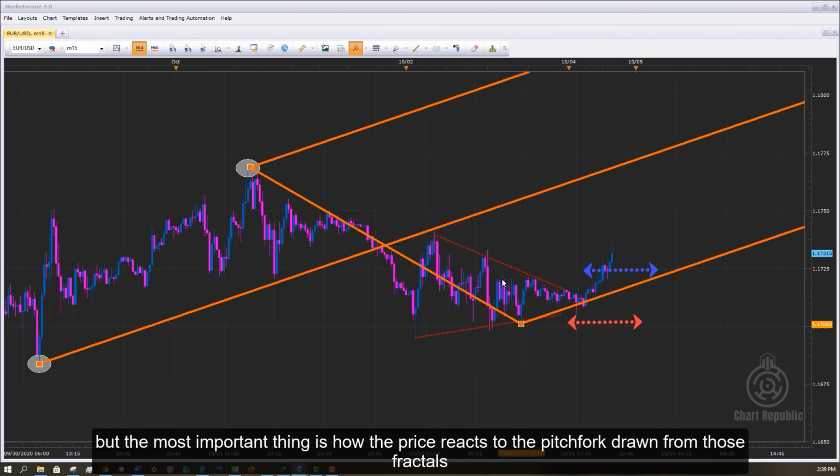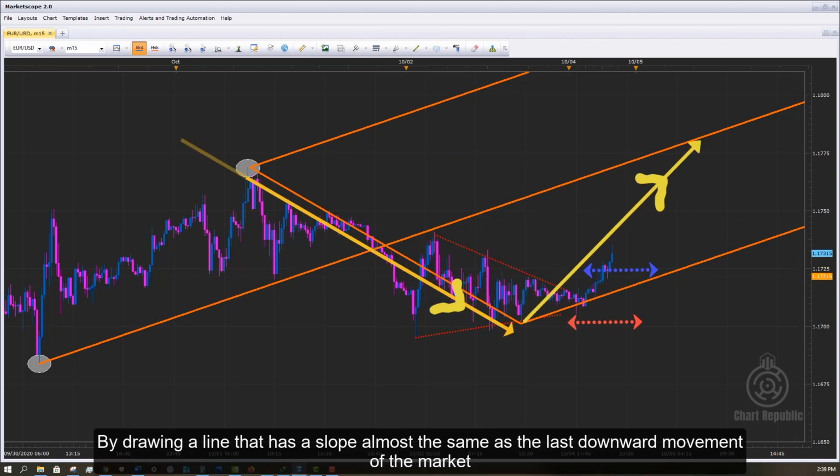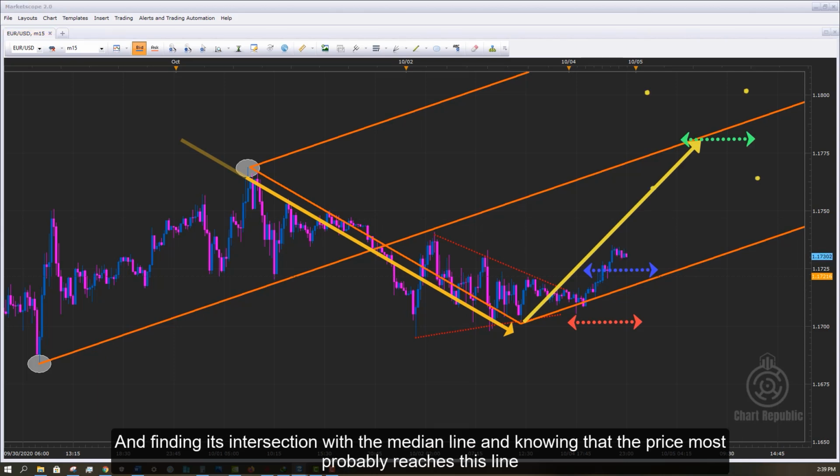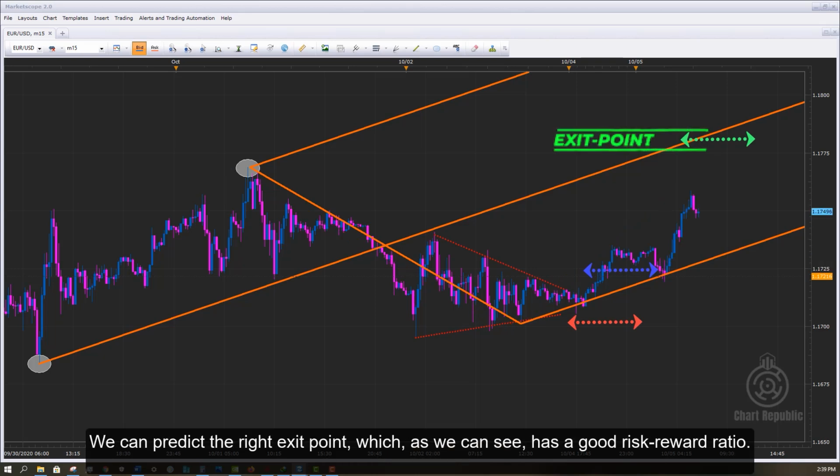drawn from those fractals. By drawing a line with a slope almost identical to the last downward movement of the market, and finding its intersection with the median line, we can anticipate that the price will likely reach this line. This enables us to predict the appropriate exit point, which, as observed, offers a favorable risk-reward ratio.